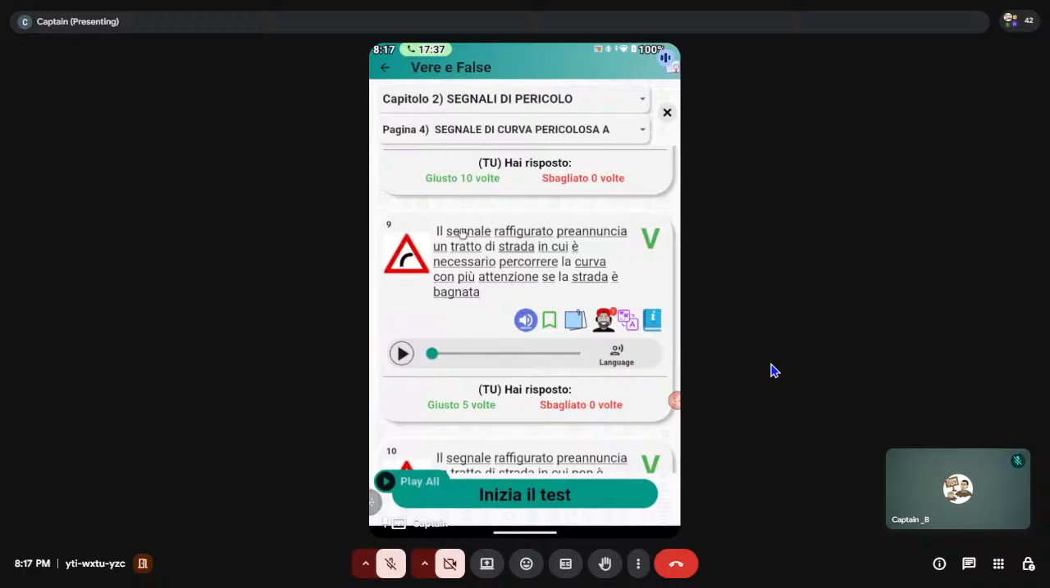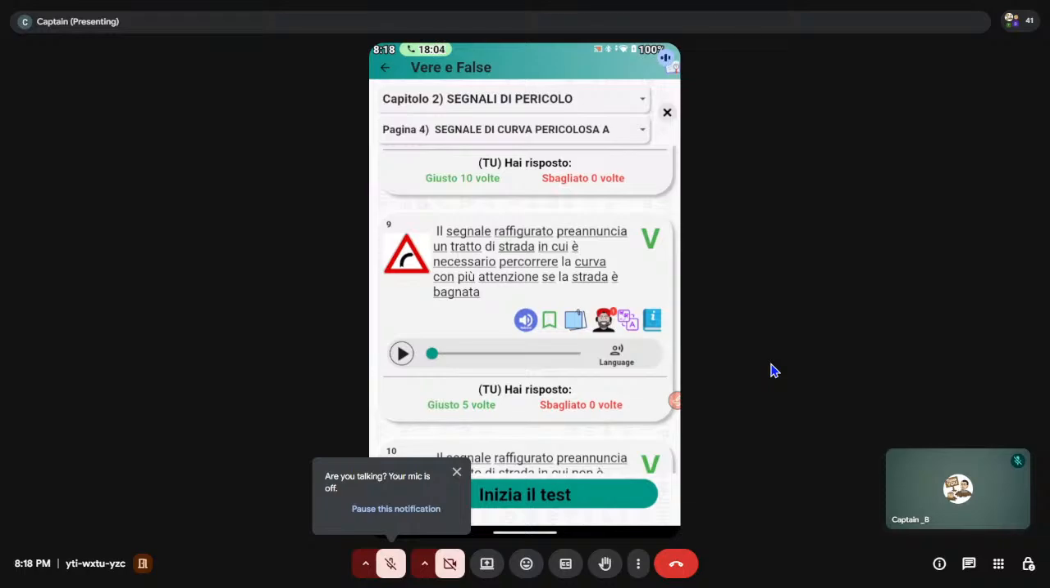Il segnale raffigurato preannuncia un tratto di strada in cui è necessario percorrere la curva con più attenzione se la strada è bagnata. Now, this kind of road, if it is wet, if there's rainfall, the road might also be slippery. Understand? You might slide in case you go too fast. If you mash your brake, there's a possibility that your vehicle will slide.